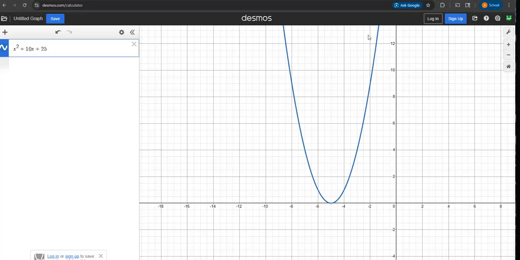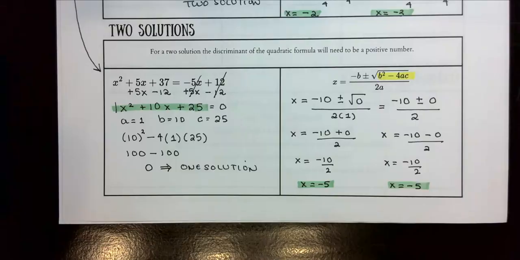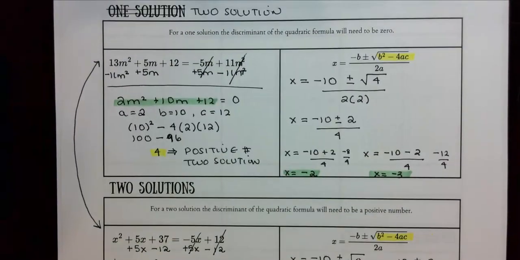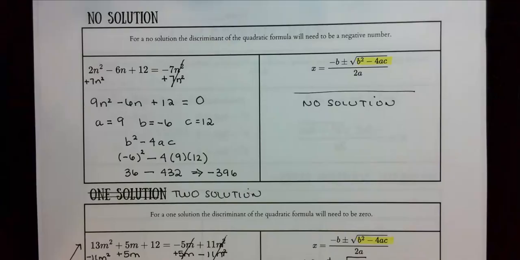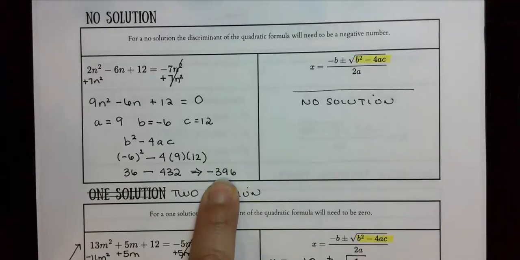So, like I said, we had a little confusion when we were looking at our graphs, when we were looking at our notes for our equations, but now you know that there's one solution because the discriminant is 0, you know that there are two solutions if your discriminant is a positive number, and then you know there's no solution because it's a negative number.